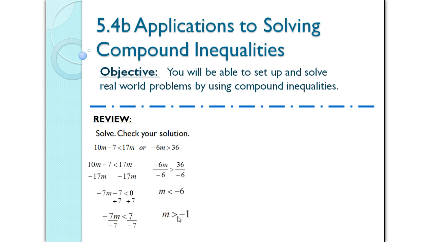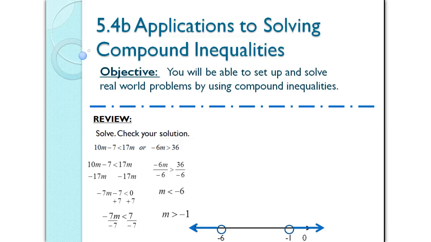So remember, we always need to graph inequalities to represent the solution set. So I'm going to start by plotting negative 1 and negative 6. Remember, negative 6 is smaller than negative 1, so it should go to the left of the negative 1. Both of my inequality signs do not have equal signs, so I'm going to use an open circle. For m less than negative 6, I need to shade to the left. And for m greater than negative 1, I need to shade to the right.